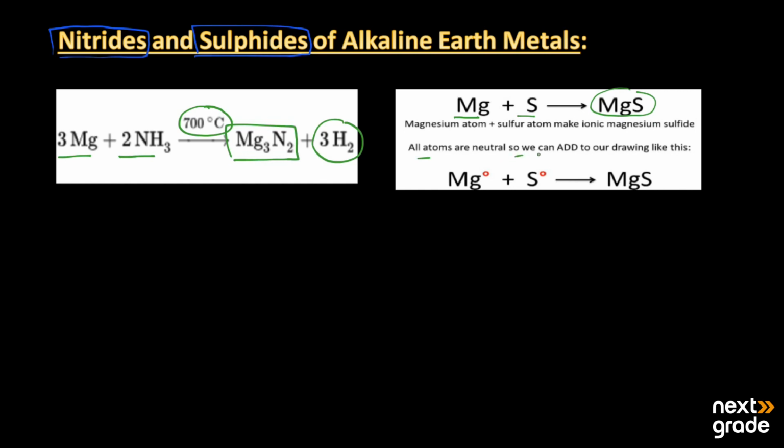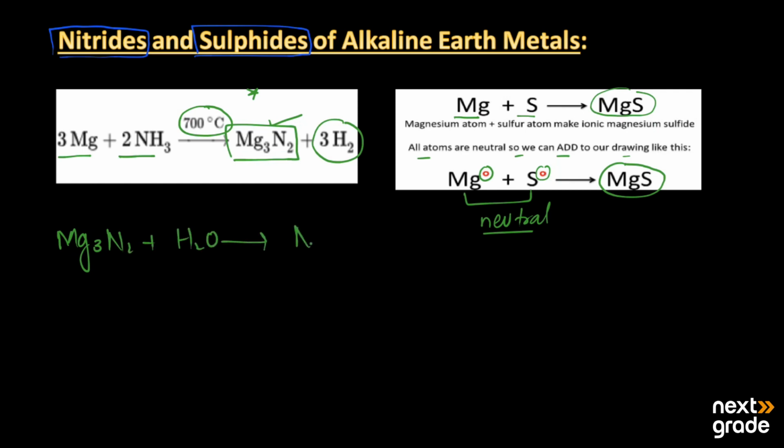All the atoms are neutral, so we can add 0 to this because they are neutral or found in uncombined state, and after the production they form magnesium sulfide. So these nitrides and sulfides, we can only gain them upon heating. Magnesium reacts directly with nitrogen and can produce this product. On the other hand, magnesium nitride reacts with the water molecule. It again produces ammonia gas and produces magnesium hydroxide. It means they are highly alkaline in nature because they produce hydroxides when dissolved in water.